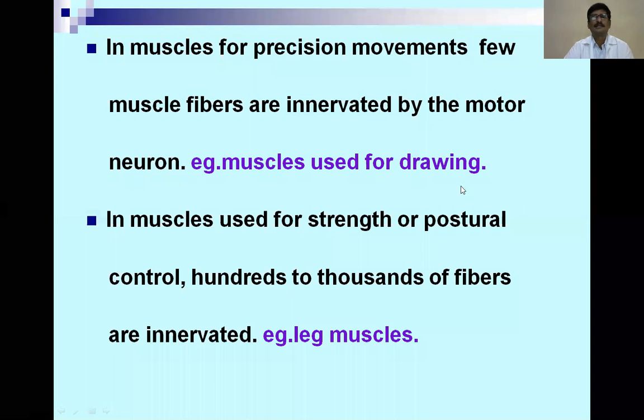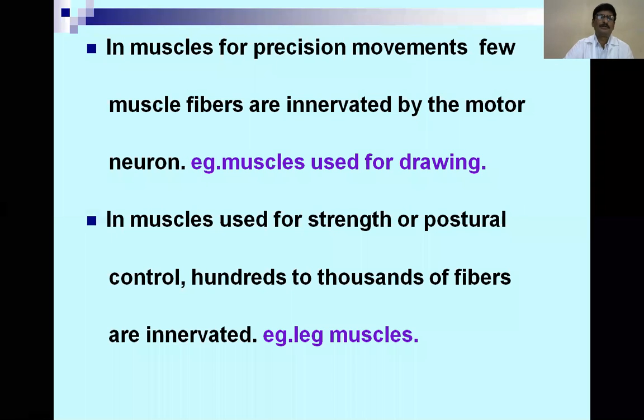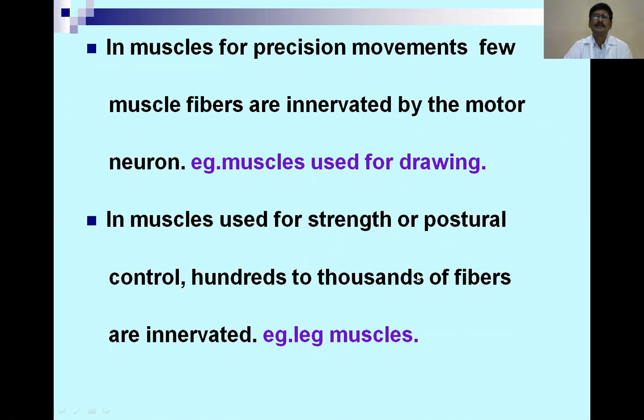In muscles used for strength or postural control, hundreds to 1,000 fibers are innervated by a single large myelinated fiber. They give more branches, and each branch will innervate a single fiber. So the motor unit will be a larger motor unit. So those are involved in gross posture-maintaining activity.